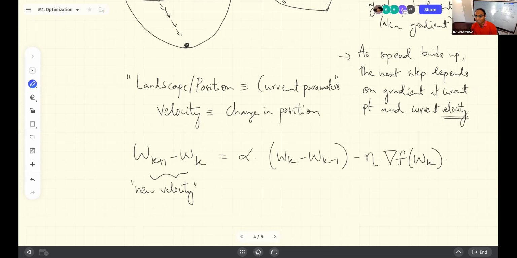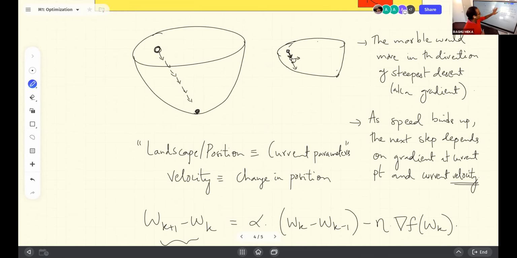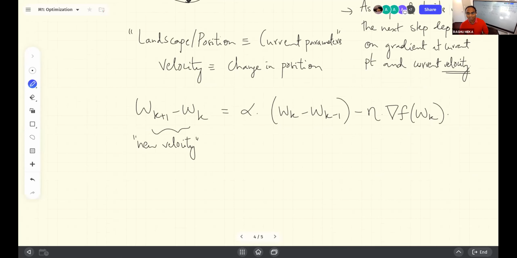Okay. But where does the current velocity come from? Basically, we're interpreting velocity as a change in the previous position. And this is just the intuition, right? If you're trying to do it physically, you would write down some sort of discrete equations, and they would look something like this. And for some reason, people thought, okay, we should try and do something like this even for optimization.